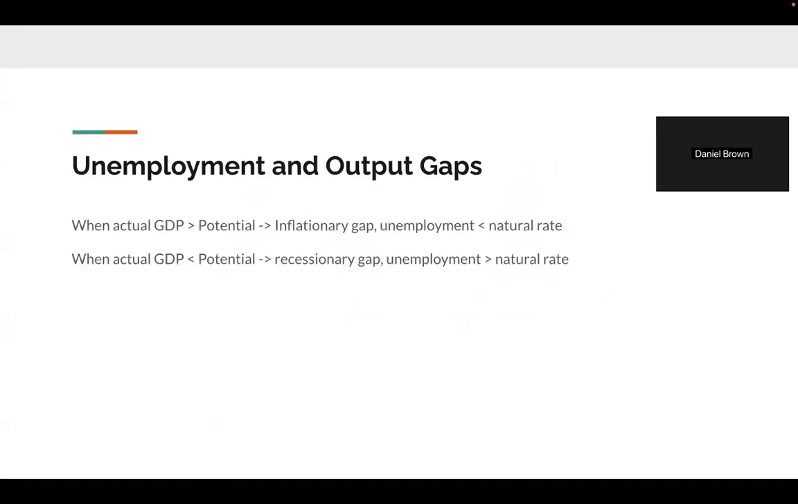Okay, so for unemployment and output gaps, the difference between actual and potential GDP is the output gap. A positive output gap is when actual GDP is higher than potential, which would lead to inflationary pressure. And then a negative gap means that actual GDP is below potential, which causes higher unemployment. The relationship between these two shows how unemployment and output are directly tied into the business cycle.